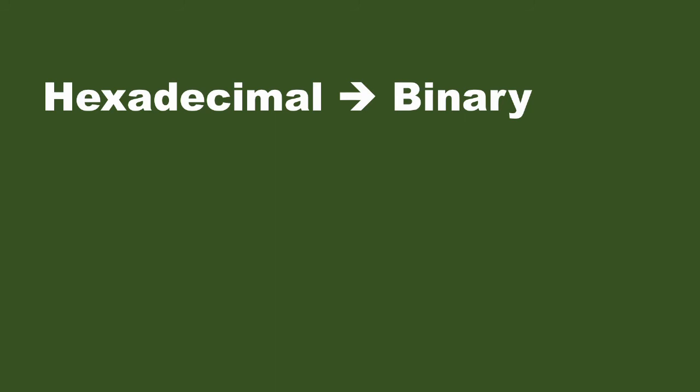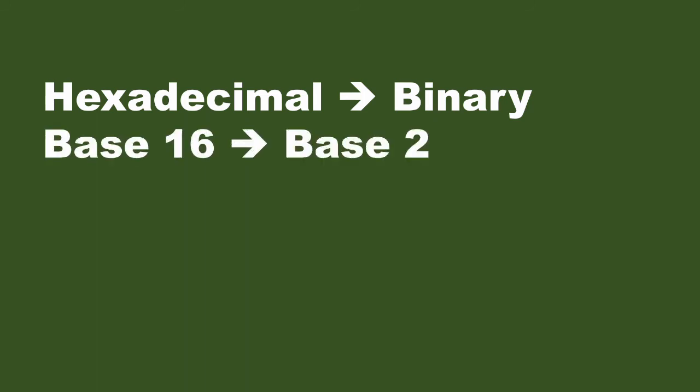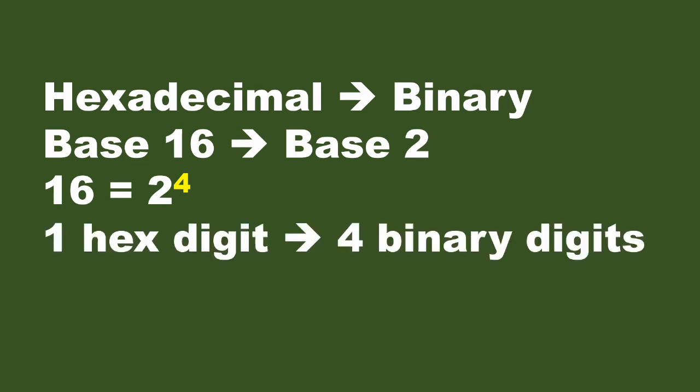A hexadecimal number, if we want to convert it to binary, let's take a look first at their bases. So hexadecimal is base 16, while binary is base 2. If we study the relationship between 16 and 2, we know that 16 is equal to 2 raised to the power of 4. From this knowledge, we derive this concept that one hexadecimal digit can be represented as 4 binary digits.